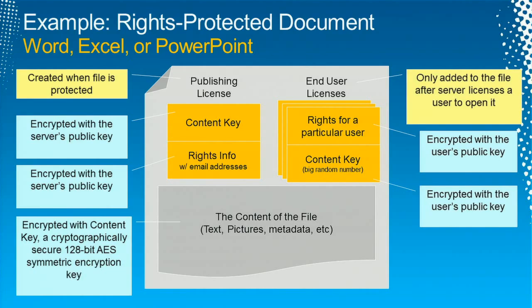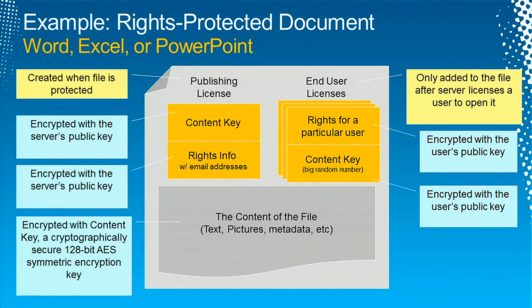What's also returned is the rights for a particular user. If someone sent mail to me, the RMS server is going to say, here are the rights for me, Tejas, within the document. And that's all you're going to get back in the use license. You're not going to get back the publishing license, which contains the rights for everyone. It's only scoped to a given user when you're given an end-use license.